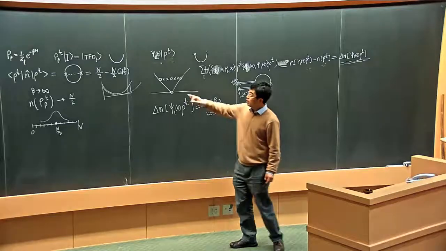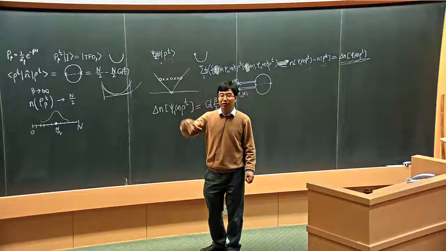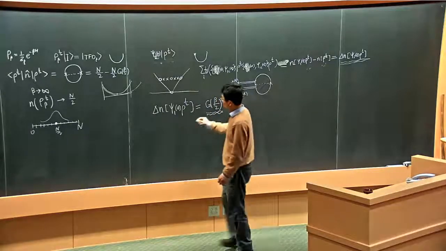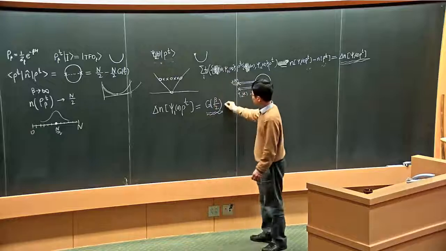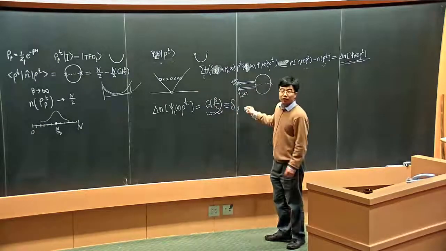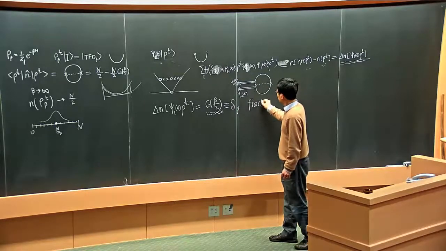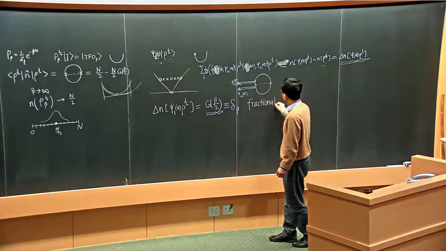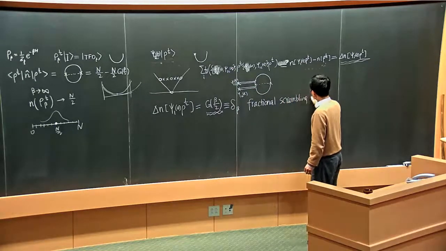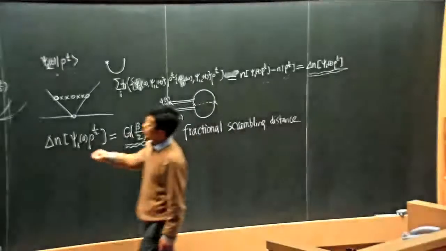determines not only the size of the thermal operator itself, it also determines, when you add an additional fermion, how much that size changes. So Alex gave this a name, delta beta, and it's called the fractional scrambling distance. The reason why we call that name is this formula.